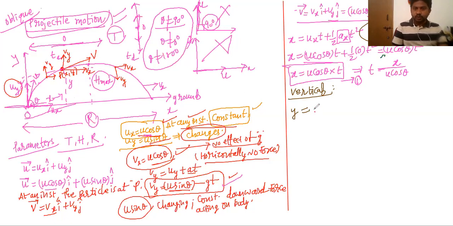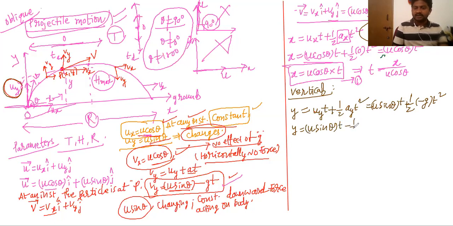Vertical displacement is y, which is equal to uy into t plus half ay into t square. Initially, the y component of velocity is uy, which is u sine theta, as we have written in many places so far. So it is u sine theta into t, plus half into ay, whose value is minus g, because acceleration along the y-axis is acceleration due to gravity, into t square. So y is equal to u sine theta into t minus half g t square. This is equation number two.